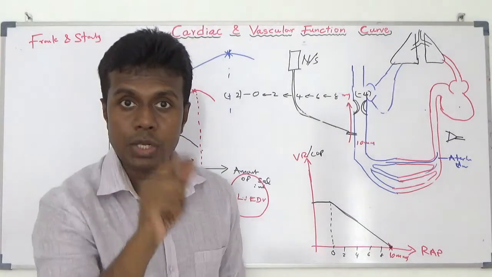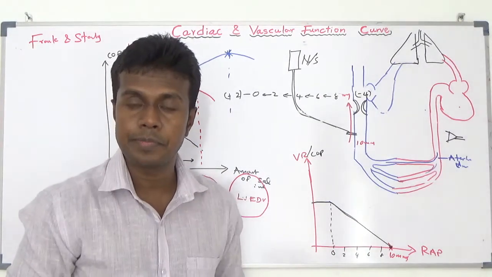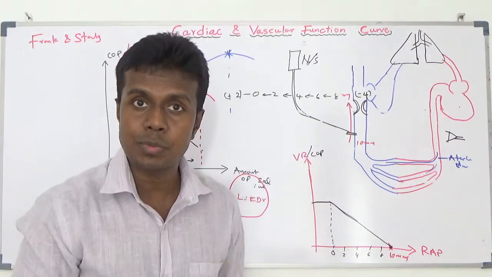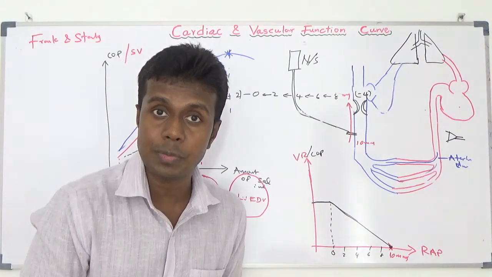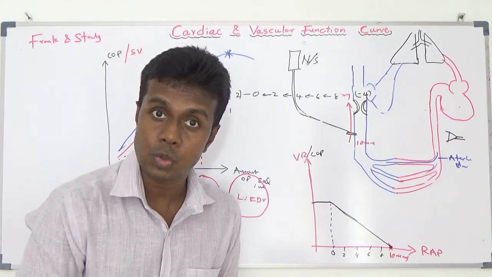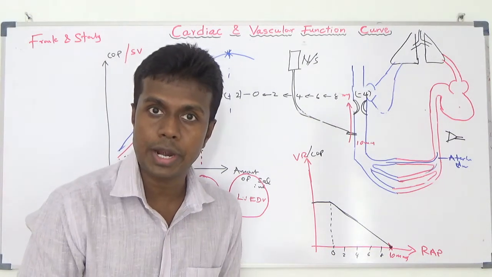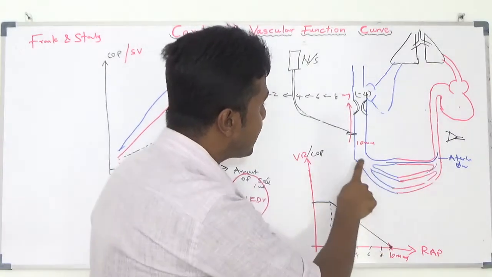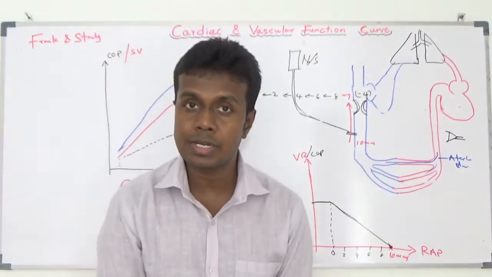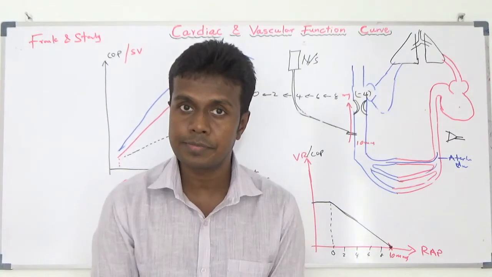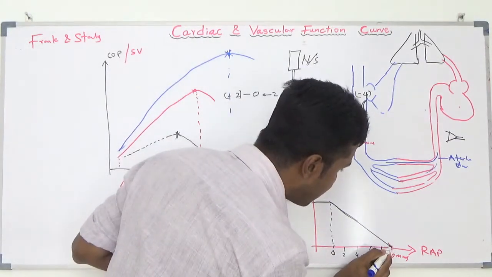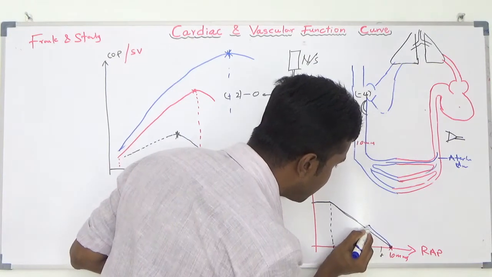If I give arterial dilators to my patient, if I give GTN, glyceryl trinitrate, or sodium nitroprusside, arterial dilators, what happens is blood rapidly comes from here to here. Your venous return is going to increase. This is what happens when I give arterial dilators to my patient.